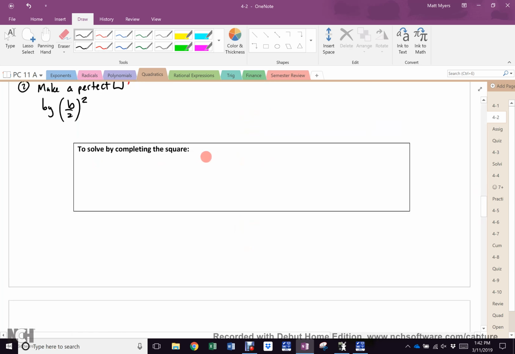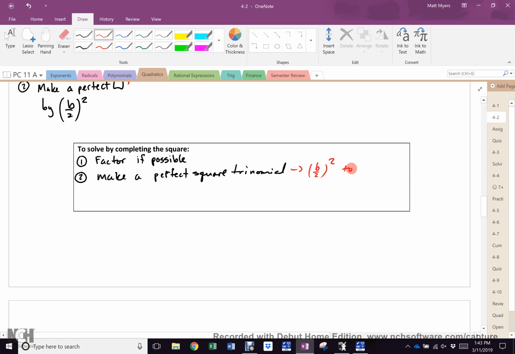We're going to remind ourselves what to do. Step 1, factor if possible. Step 2, make a perfect square. How? B divided by 2 squared to both sides. Step 3, factor. Step 4, isolate x. Is everybody good?